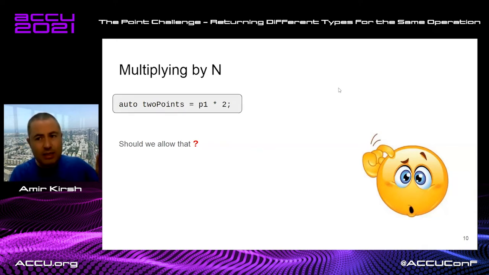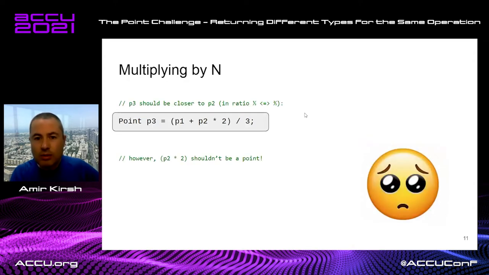Let's put it aside and say, yeah, we do want to add 2 points in order to divide by 2, or we do want to multiply. So why do we want to multiply? Because maybe we want to get a point which is closer to, in this case, P2. So if we want something which is closer to P2 in some kind of a ratio, we want to multiply P2, add P1, and then divide by 3. And only then we should get back a point, and we want our compiler to watch out for us. We want the type system to make sure that we use point only if at the end we actually have a point.